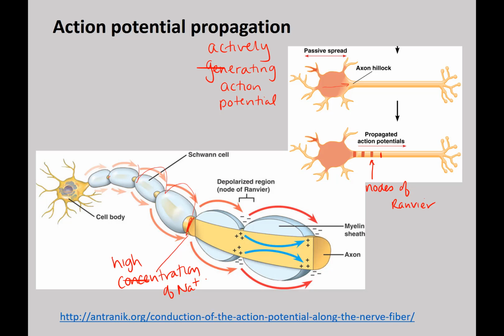So to get an action potential to be able to move all the way down an axon, it has to be propagated or continually reinitiated. So the first place it starts is the axon hillock, and then it is reinitiated at each of the nodes of Ranvier. So this signal does not fade, it's generated anew, it actually moves a lot faster than the passive spread.